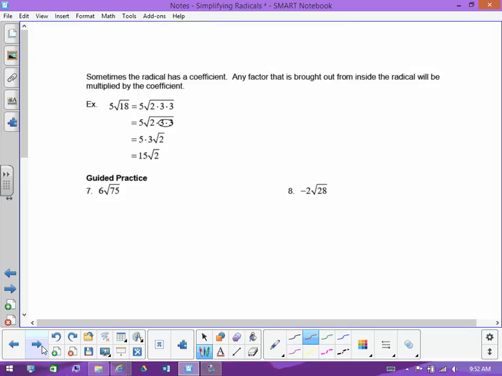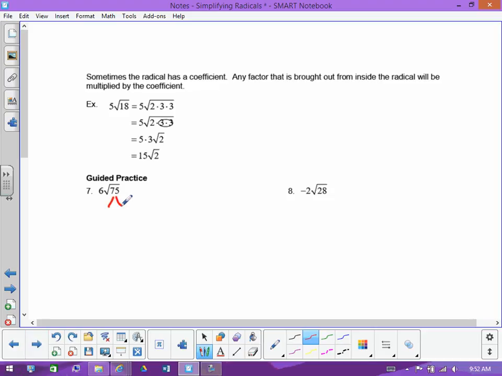Flip paper over. Sometimes radicals have coefficients. We talked about coefficients before. These are numbers that are in front of letters, signs, whatever. Any factor that's brought out has to be multiplied by the coefficient. Let me show you a real easy way not to forget. We look at number 7. You have 6 square roots of 75.